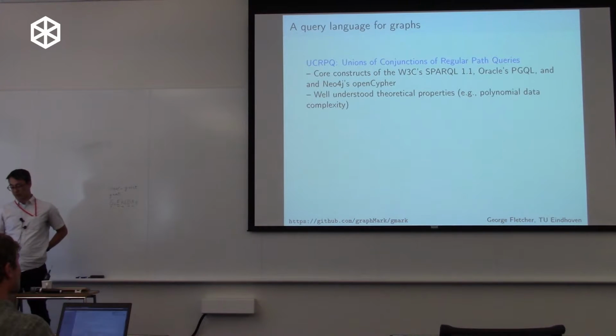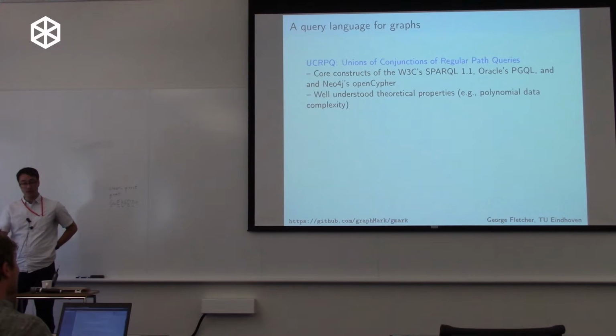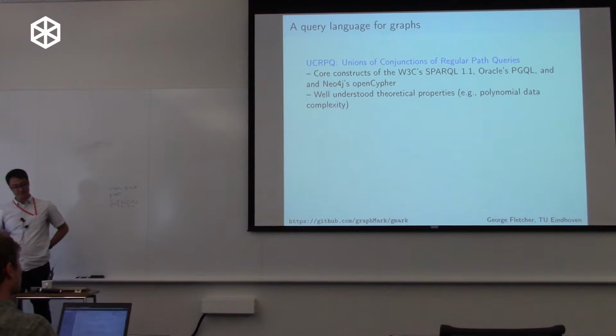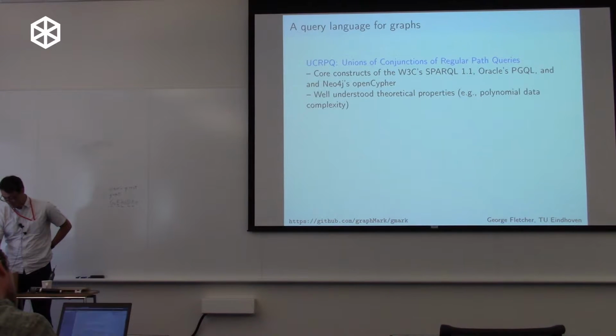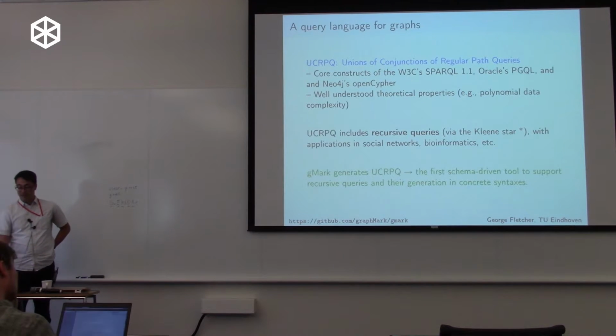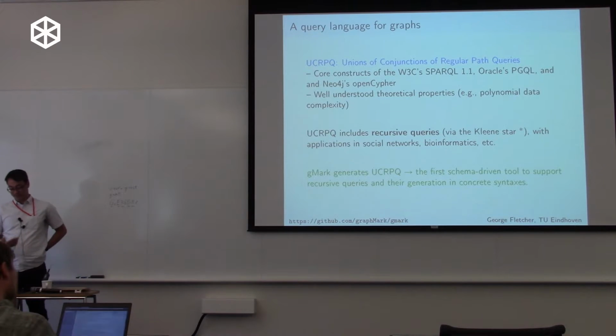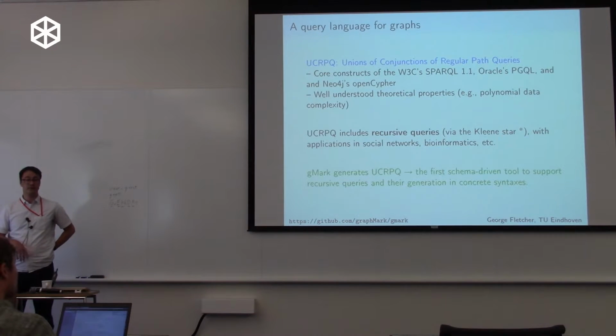These are the core constructs of, say, SPARQL 1.1, also Oracle's PGQL, and also Neo4j's openCypher. The core construct there is a conjunctive regular path pattern. It has well understood theoretical properties. For example, all the reasoning about queries, minimization, and query evaluation are reasonable and practical. Okay, the nice thing about UCRPQs is they include recursive queries, right? Via a Kleene star.